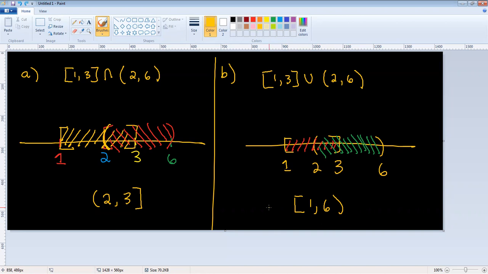So intersection is usually called what? And. Union is or. And means you take the overlap. Okay, it's intersection. Union means you union everything together, or collect all intervals.